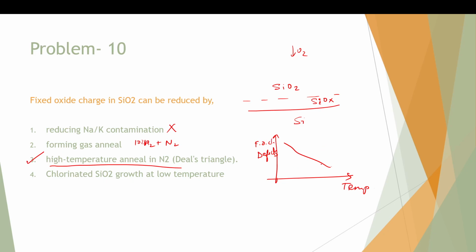Another thing that was discussed was that this anneal works better when we are doing it in nitrogen ambient. If we do it in oxygen ambient, it creates more defects. But if we just do it in nitrogen ambient, then the number of defects will reduce. Even once I've reached this stage, if I reduce the temperature in nitrogen ambient, the number of defects will still remain the same.